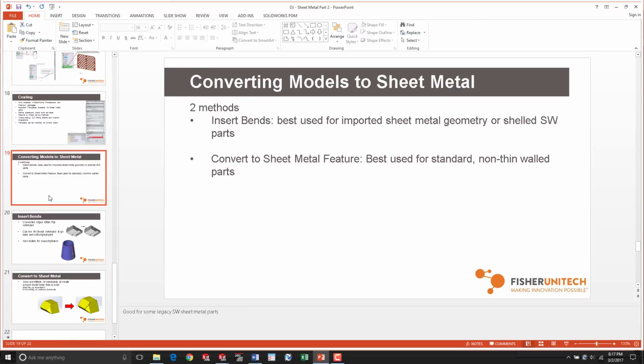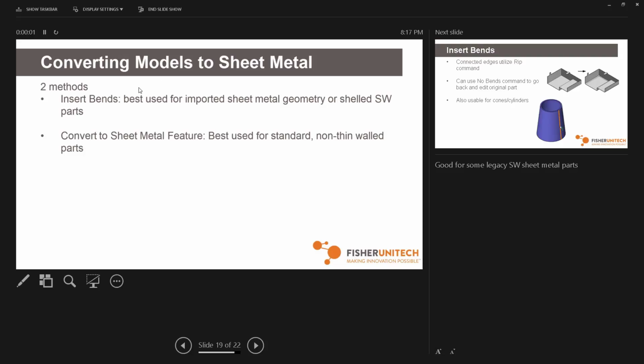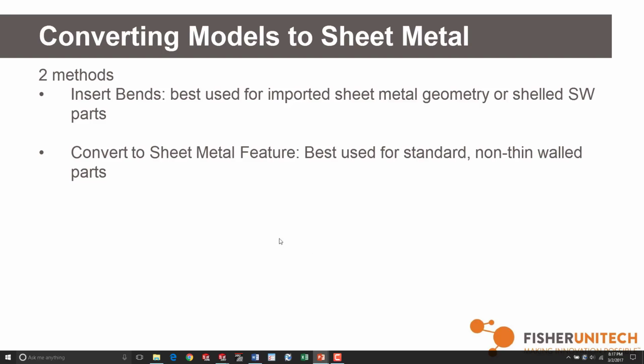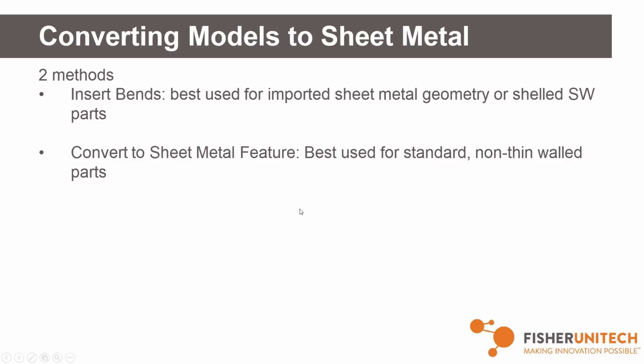So, converting models to sheet metal. This happens fairly often. There's two main methods to actually do this, and each one is kind of set for certain reasons. The first one is going to be the insert bends method. This is going to be for imported sheet metal parts. So if somebody sends something over from, I don't know, Inventor or something, this will be how you do that. It also can be used very easily with shelled SolidWorks parts.